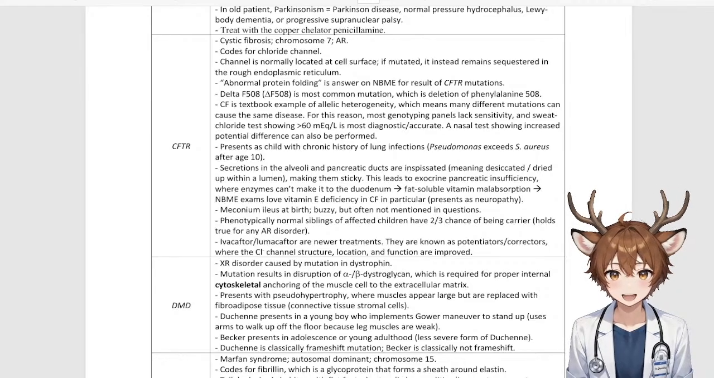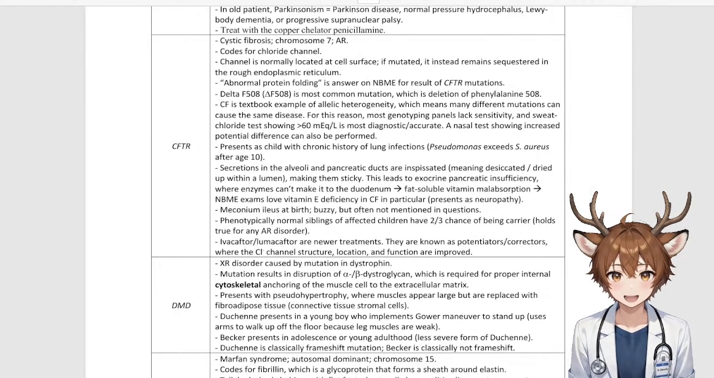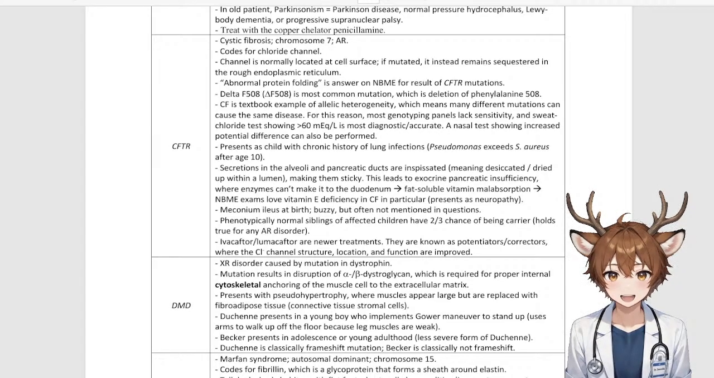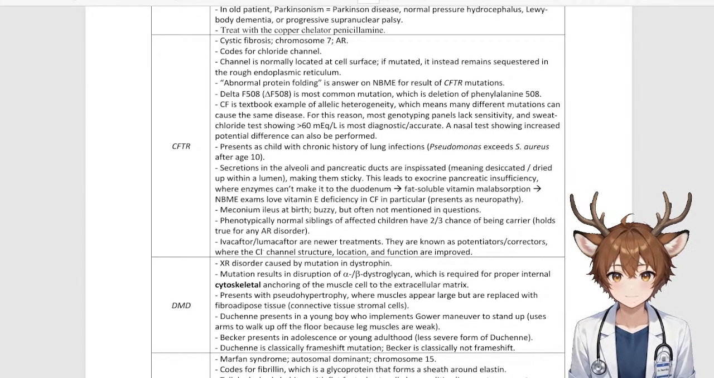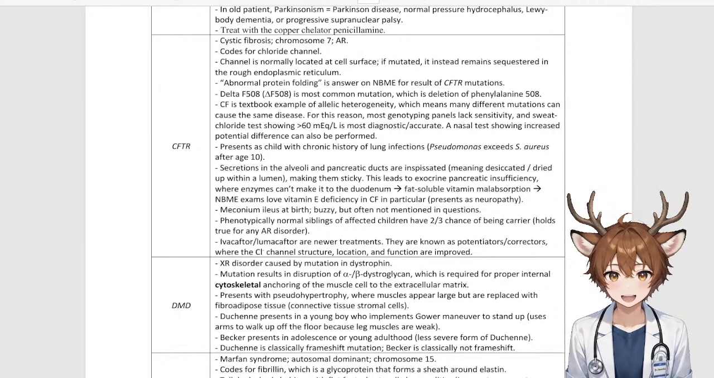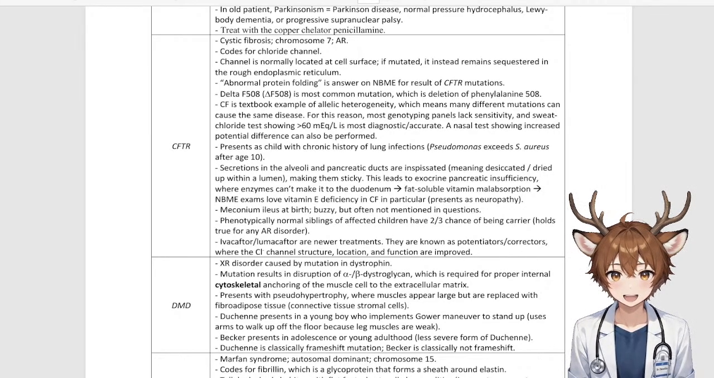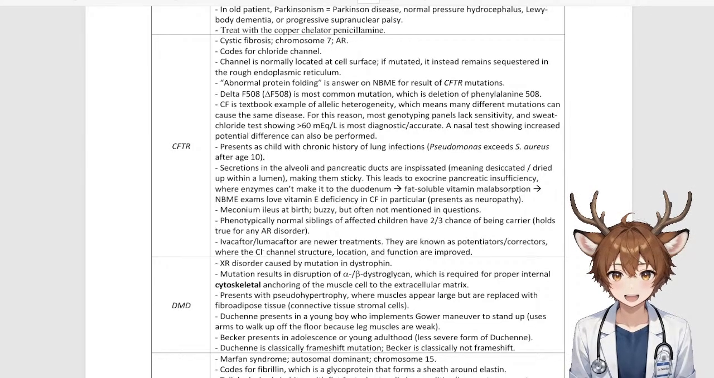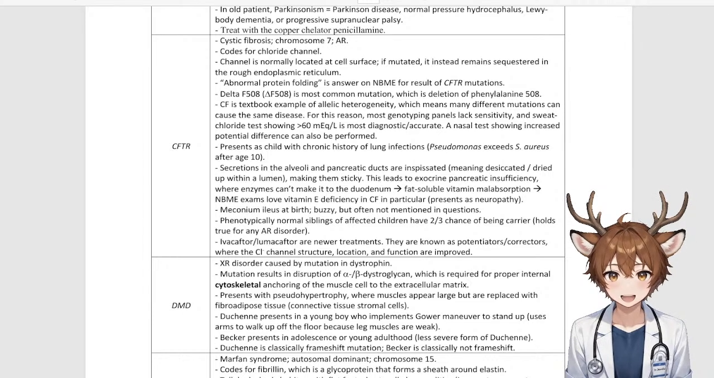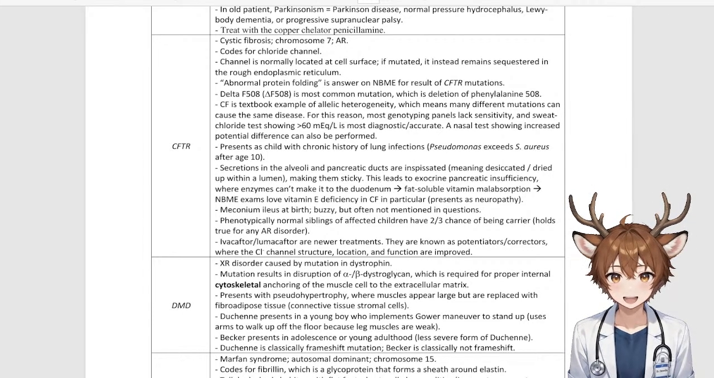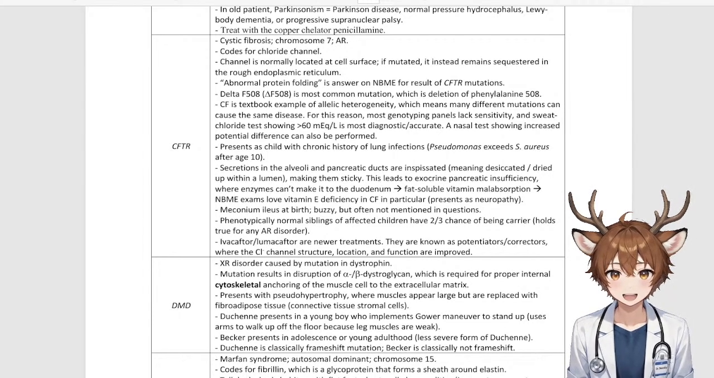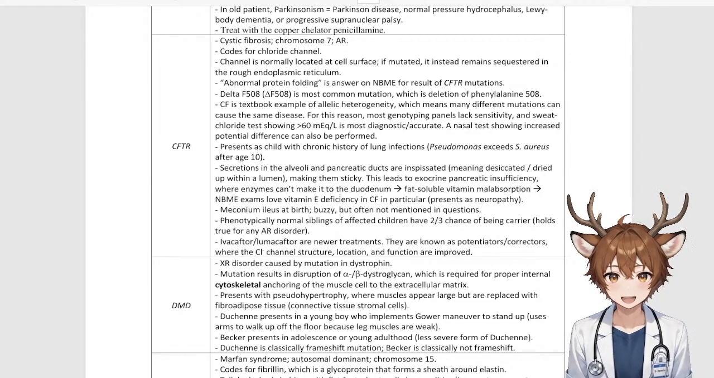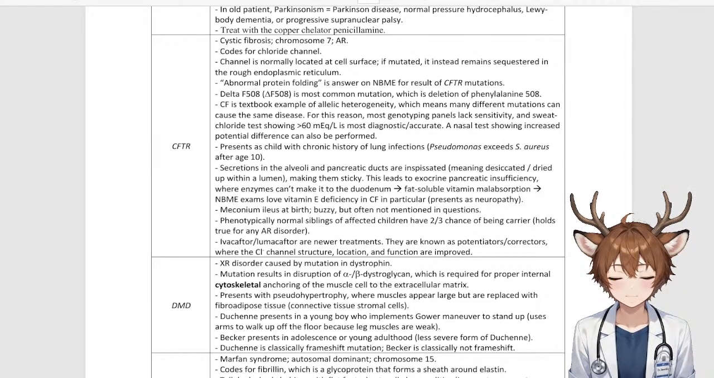Okay, a nasal test showing increased potential difference can also be performed. Presents as a child with chronic history of lung infections. Pseudomonas exceeds Staph aureus after the age of 10. Secretions in the alveoli and pancreatic ducts are inspissated, meaning desiccated/dried up within the lumen, making them sticky. This leads to exocrine pancreatic insufficiency, where enzymes cannot make it to the duodenum, leading to fat-soluble vitamin malabsorption, which leads to vitamin E deficiency, which NBME exams love, and cystic fibrosis in particular presents as neuropathy.